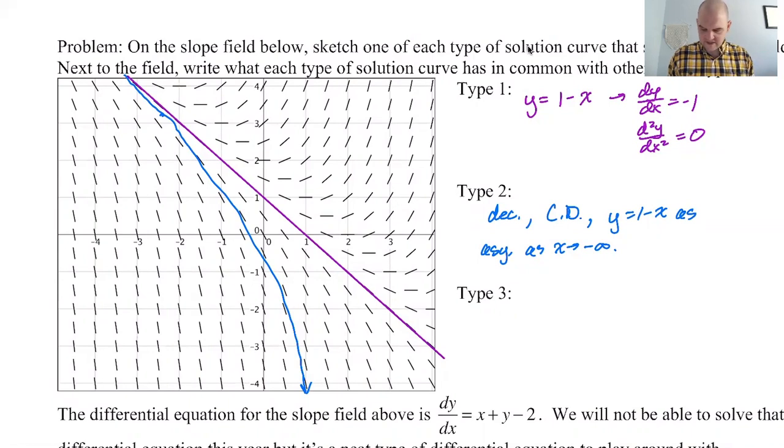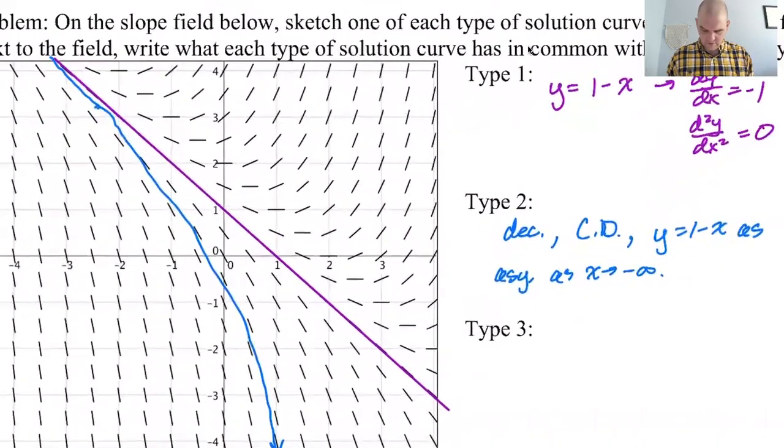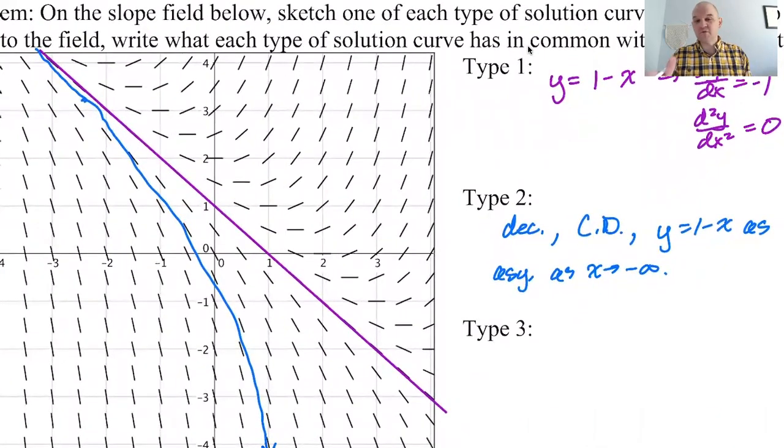Let's look at the next type. The next type I think is the most interesting of the types, but that's just a personal bias. Really, the linear one, which is the least interesting looking, is probably the most interesting because it is the dividing line between concave up and concave down. It's the asymptote of all the other types of solutions. It's got a lot going for it. You can make a strong case that it is the most interesting.